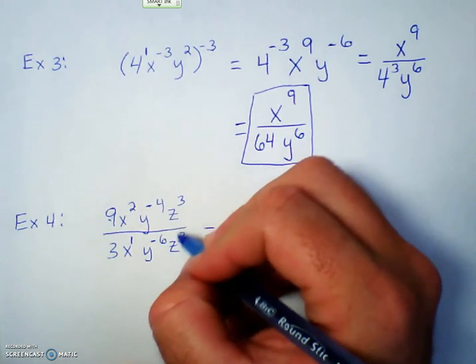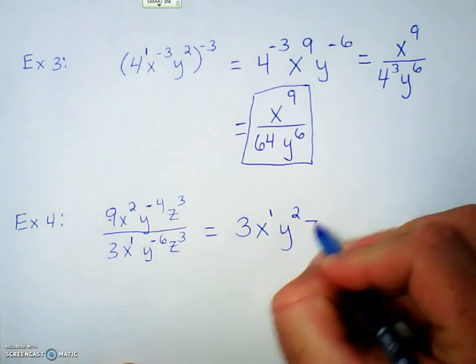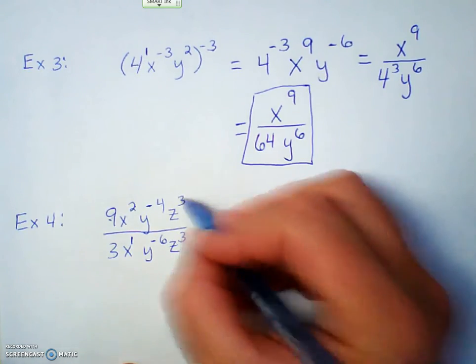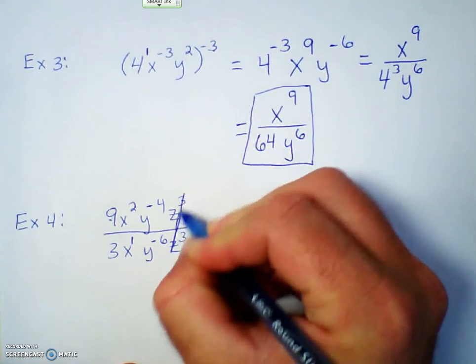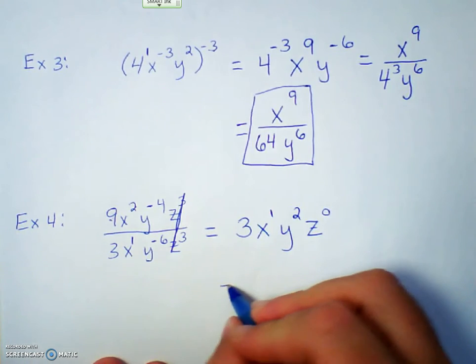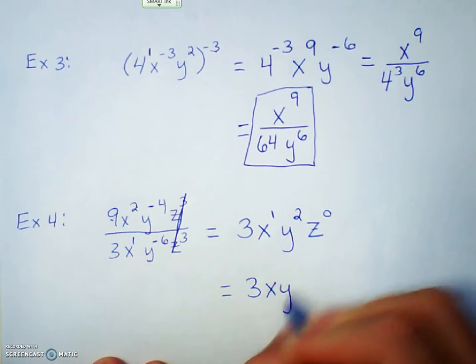And in this case, z to the 3rd and z to the 3rd is actually z to the 0 power. But anything to the 0 power is just 1, so these are said to just cancel. So your final answer is just 3xy squared.